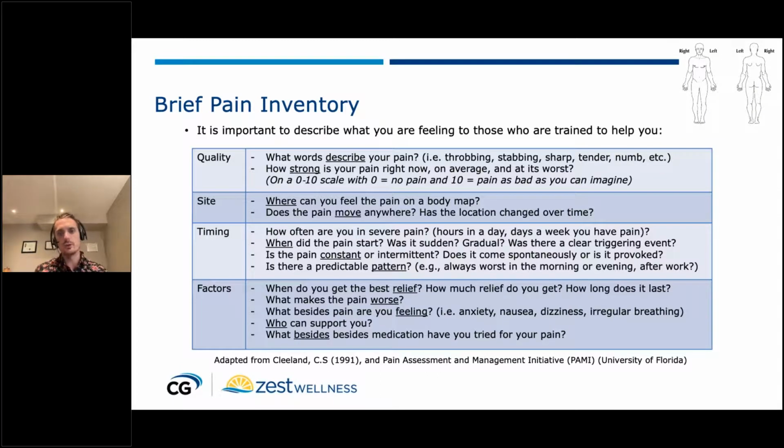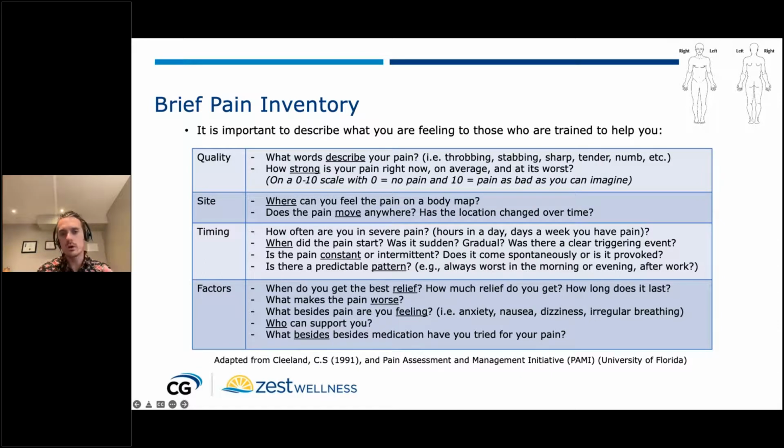So here's what we created, called a brief pain inventory. I know it's a lot of text on this slide, but the purpose is that if you can think about each of these questions, maybe put down some notes, when you then speak to your own healthcare provider, you're that much more educated and prepared to describe your pain, explain the history of your pain, and describe things you've tried that do work and that don't work. Overall, it's you doing your own inventory of what this pain has looked like for you.